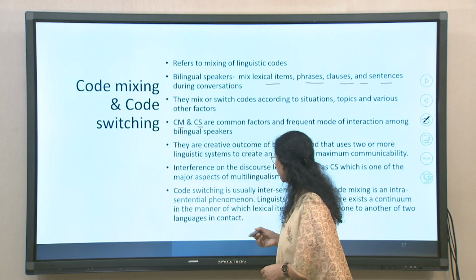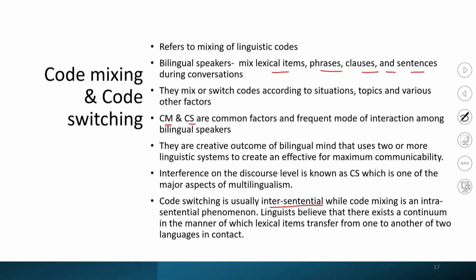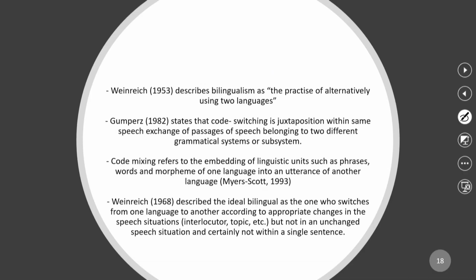So, code switching is usually intersentential. When you mix within the sentence, it is called code mixing. If the change is intersentential, that means it is not within one sentence, but the boundary is the sentence. So, one sentence might be English, another sentence might be Hindi, that is called code switching. But often researchers use them interchangeably, both code mixing and code switching are used for similar kinds of structures.